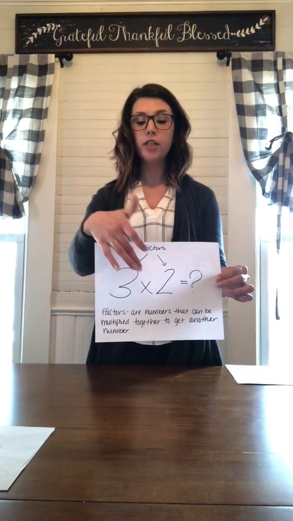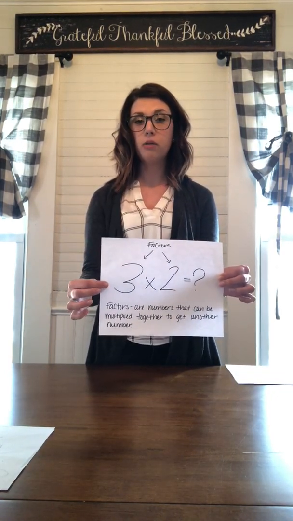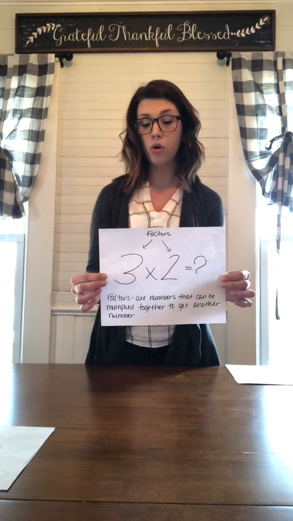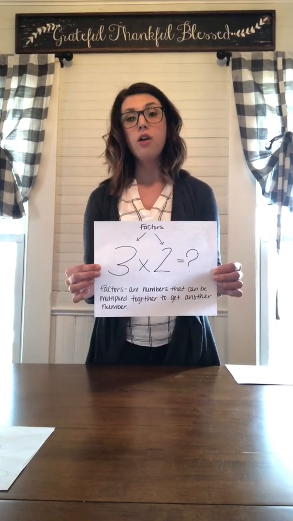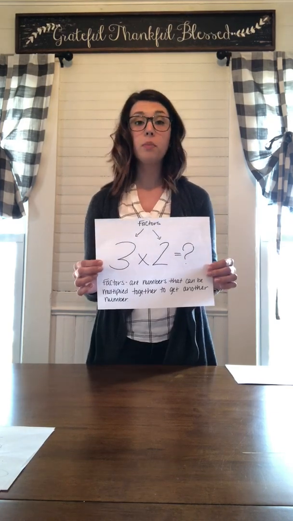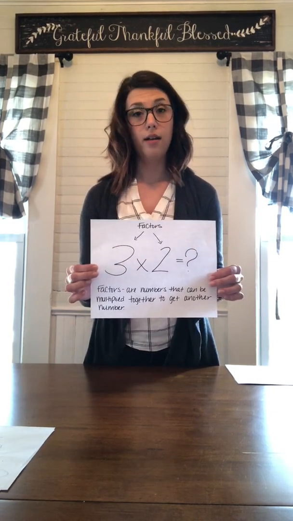The 3 and the 2 in the multiplication equation 3 times 2 are known as factors. Factors are numbers that can be multiplied together to get another number.